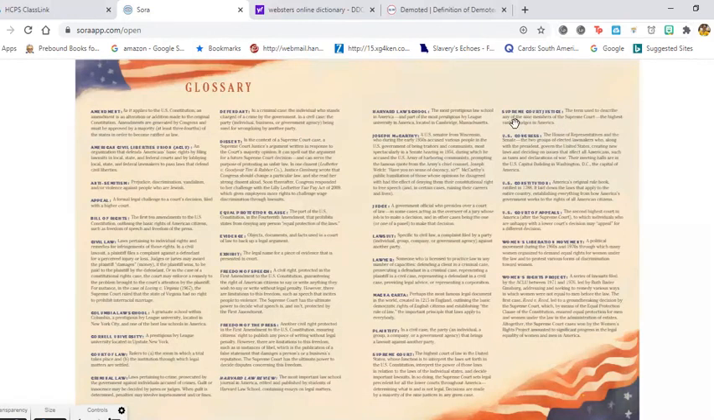Here's a good one. Supreme Court Justice, the term used to describe any of the 9 members of the Supreme Court, the highest ranking judges in America. Which one of you will sit on this court? The highest ranking judges in America.